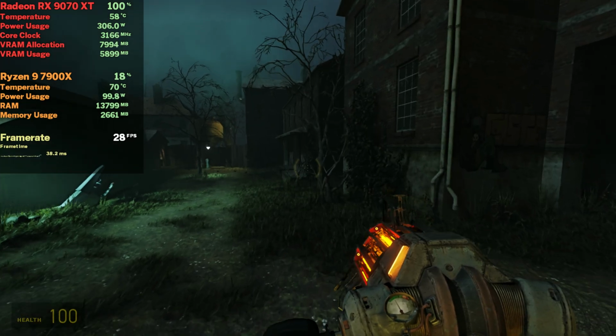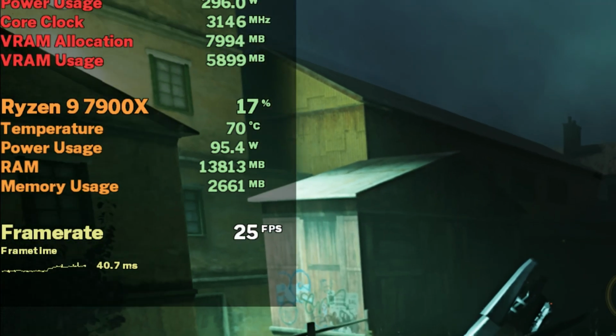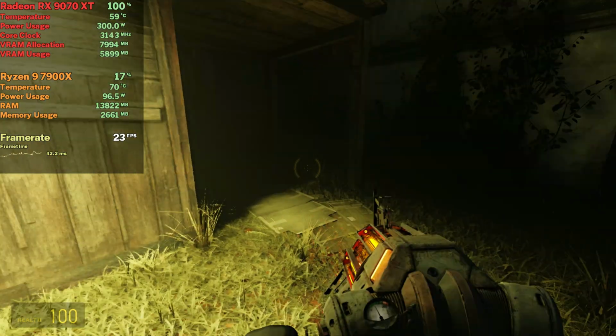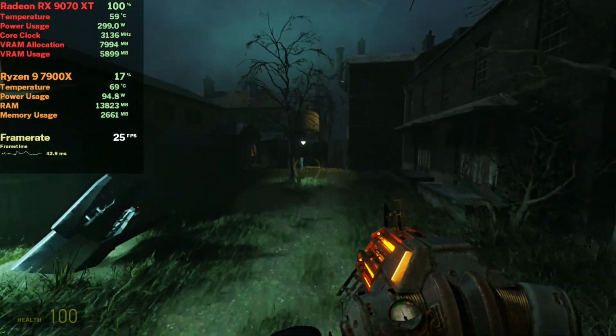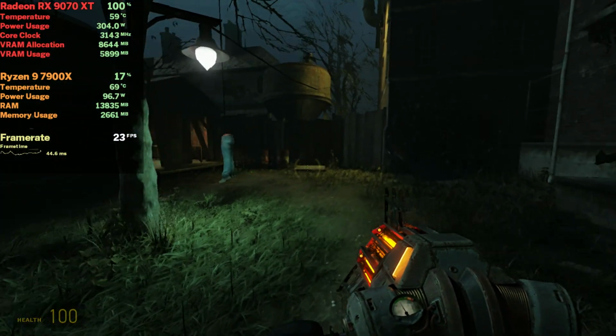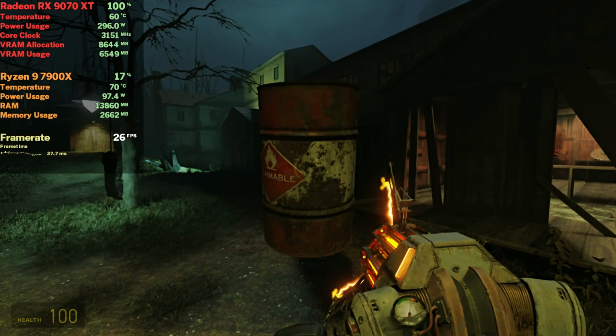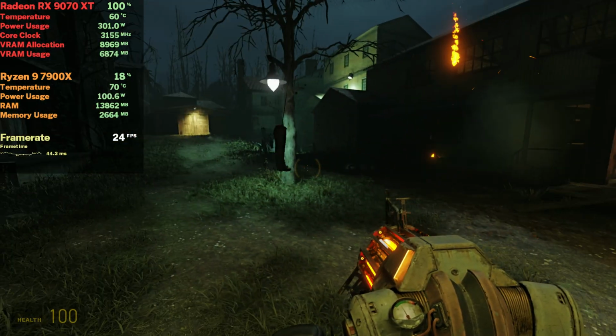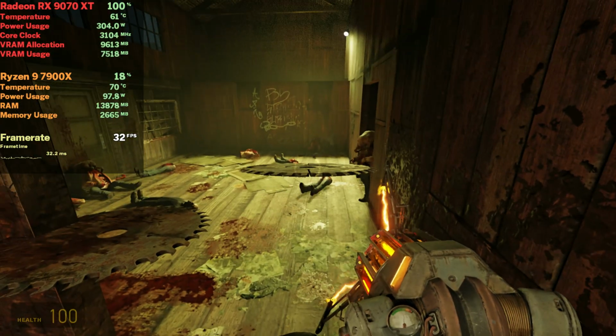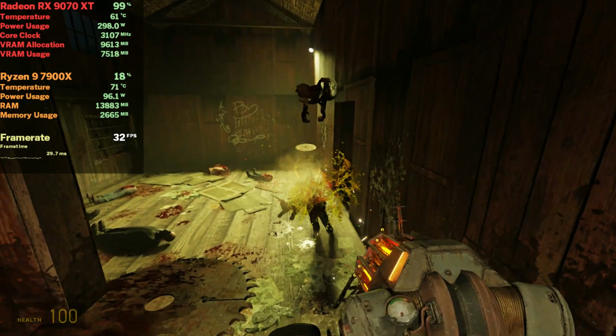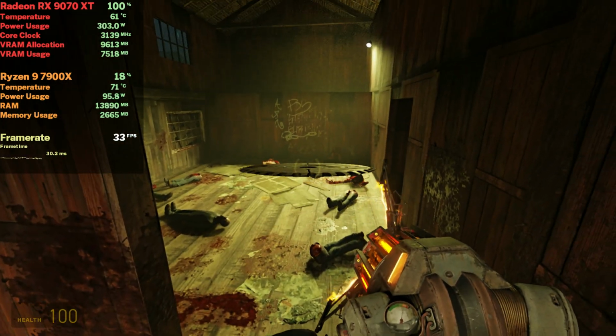No. I don't think that's happening. 24 FPS with the 9070 XT is terrible. Like, that's just genuinely terrible. And keep in mind, this is the best GPU that AMD has when it comes to ray tracing.